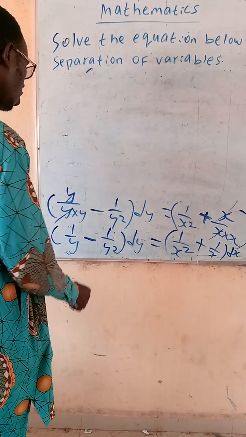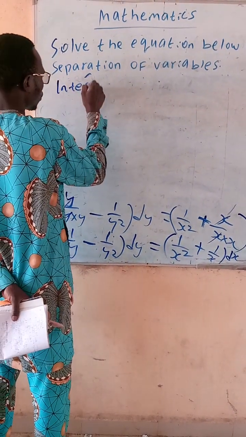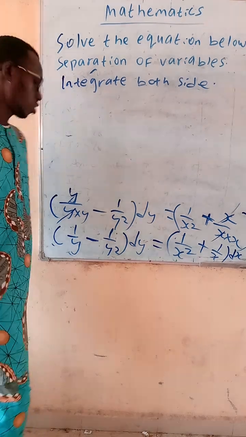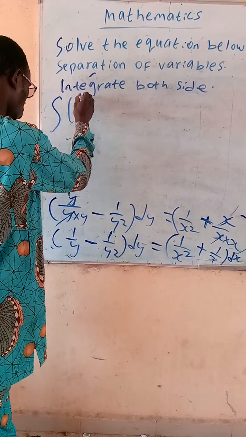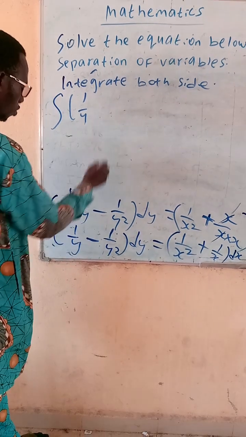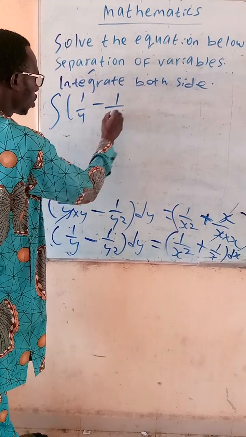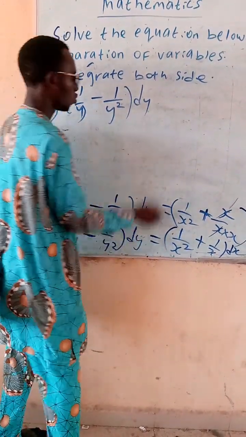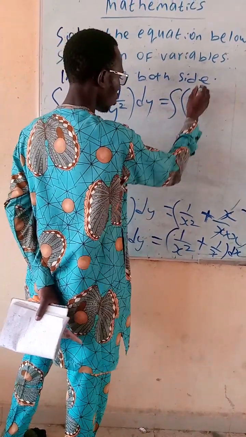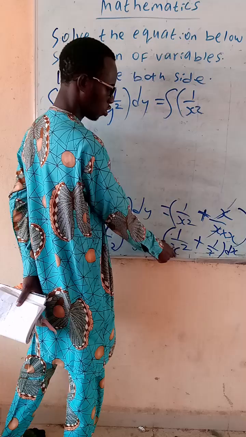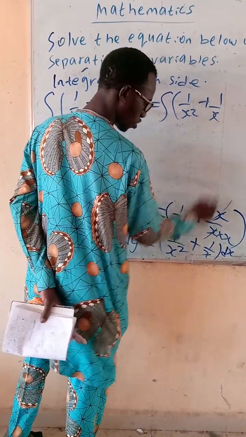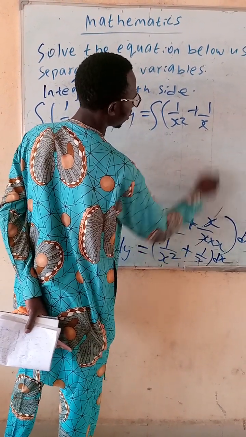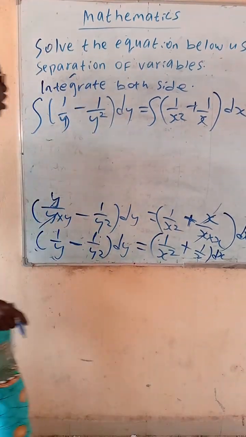We are going to integrate both sides. So what do we have now? The integration of 1 all over y plus, minus 1 all over y squared, close the bracket, dy, equals the integration of 1 all over x squared plus 1 all over x, which is this, plus 1 over x. Close your bracket, dx. So this is what we have now.